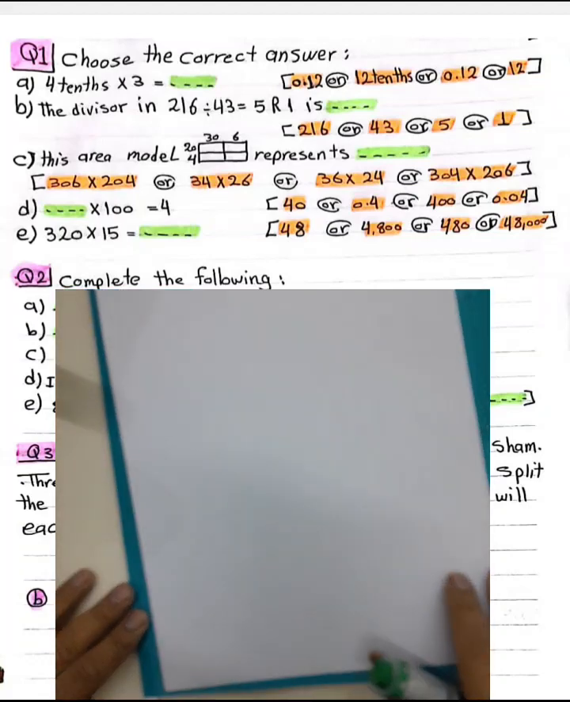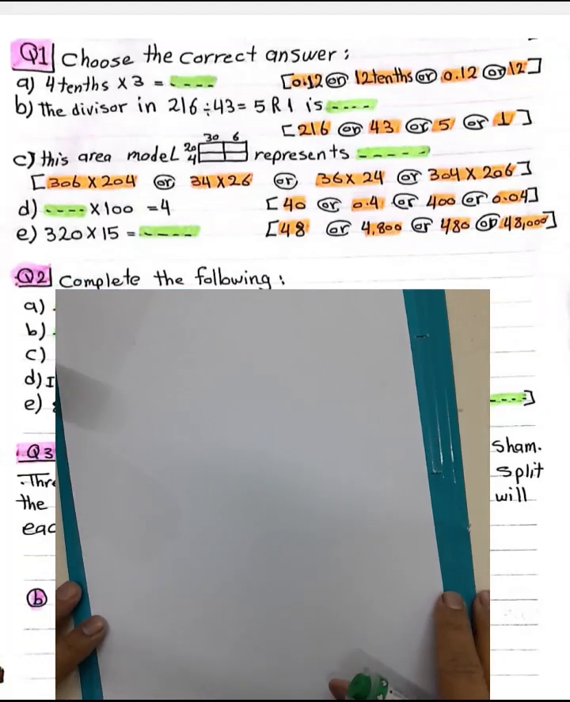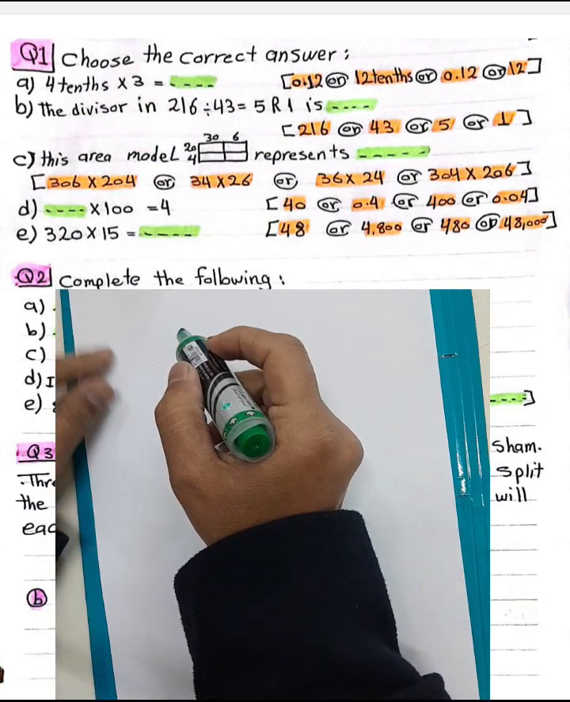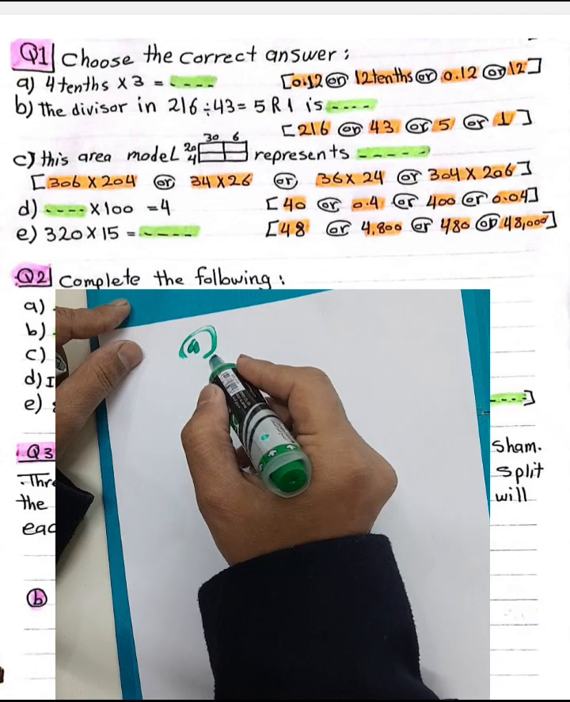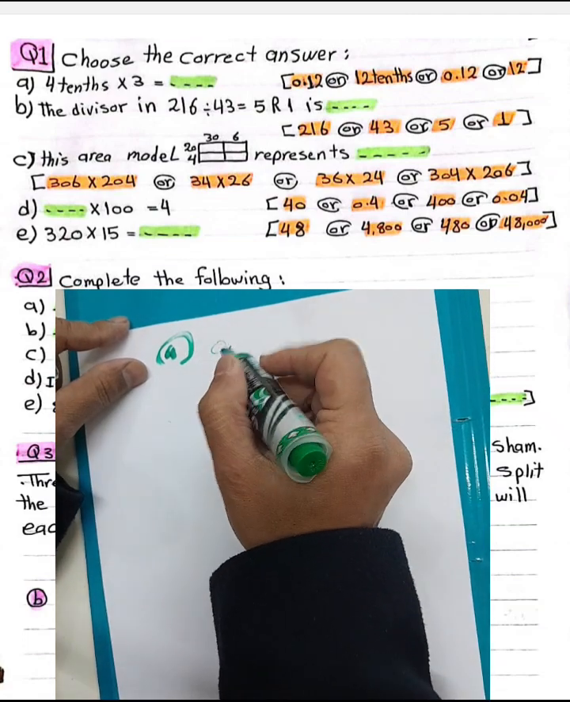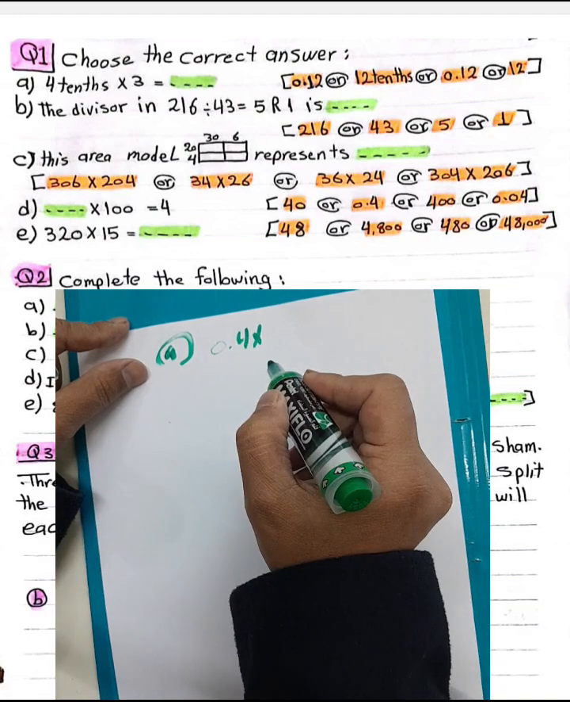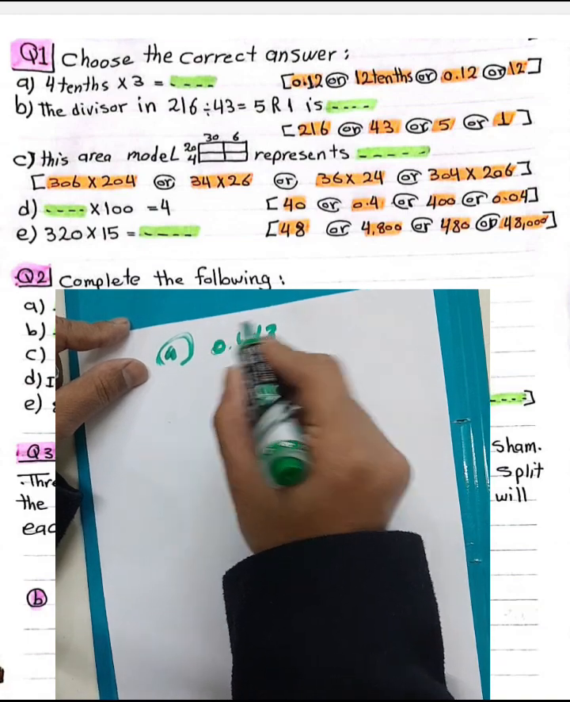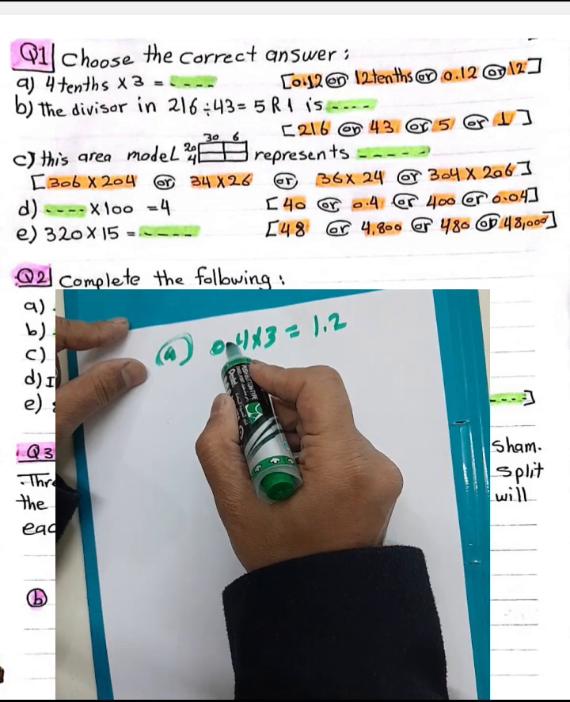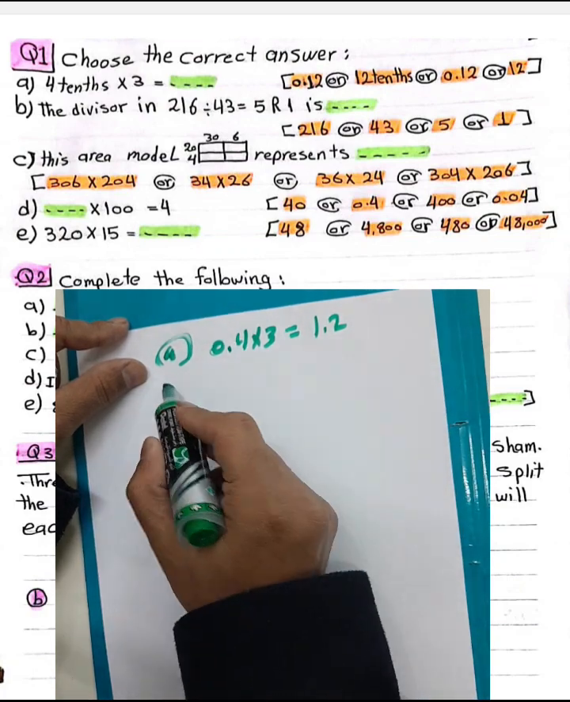Number 1. Choose the correct answer. Letter A. 4 tenths times 3 equal what? 4 tenths, it will be 0.4 times 3. The result will be 1.2. 3 times 4 equal 12, and the point will be after one place.